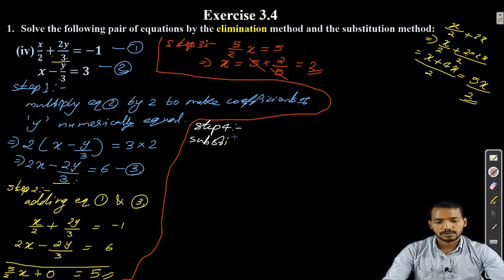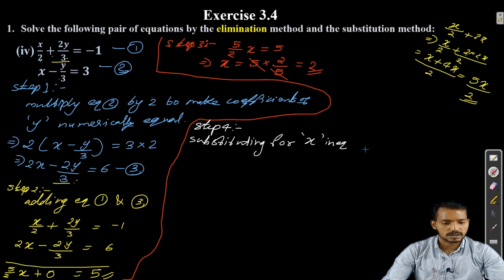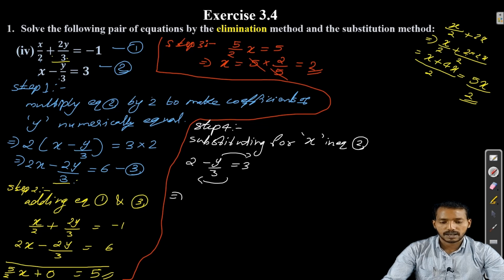In step 4, substituting 2 for x in an equation, it's better to substitute in equation number 2 because that is a simpler one. So x is 2, 2 minus y by 3 is equal to 3. Take this y to the right side and 3 to the left side, so we will have 2 minus 3, which is minus 1, equal to y by 3.